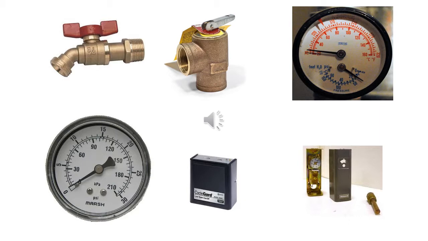The boiler drain, which is the upper left picture, is there so you can easily drain the boiler should the need arise. The pressure relief valve, the picture in the upper center, ensures that a boiler will not build up too much pressure and in worst case blow up. It is designed to open and relieve pressure if the pressure in the system reaches its setting.